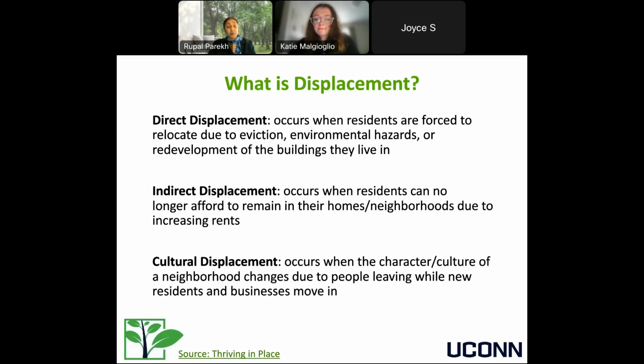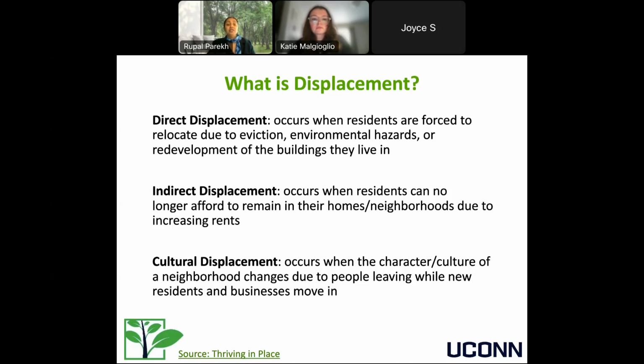Indirect displacement occurs when households can no longer afford to stay in their homes because of increasing rents, when rents get too high for families, especially people of color and low-income households. They may feel like they have no other choice but to move to more affordable neighborhoods. As a result, people lose access to their social networks, jobs, schools, places of worship, and other amenities that are important to them.